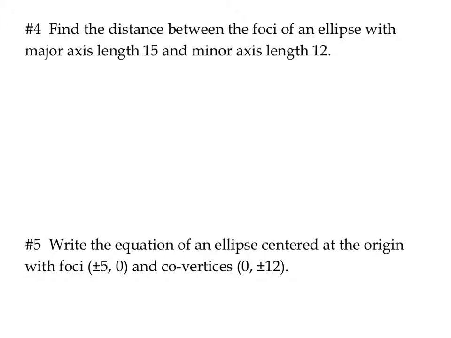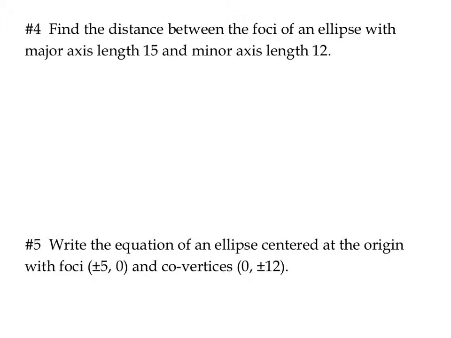All right, let's get a couple more problems here dealing with ellipses. Again, you should be trying to work these out, seeing where you're understanding it as we're going. So for number 4 here, it says find the distance between the foci of an ellipse. So we need to figure out where the two are, and then we can find how far apart they are. Major axis, length 15. Minor axis, length 12.